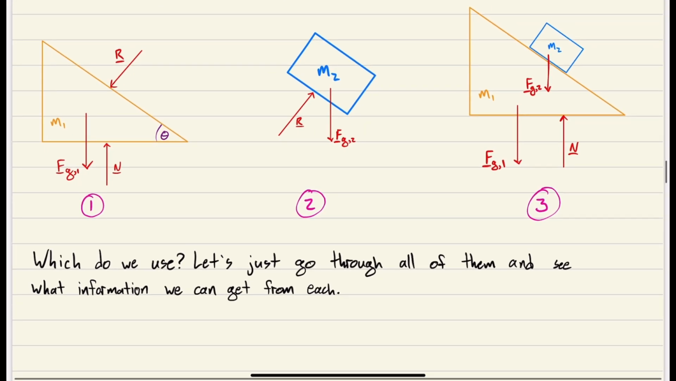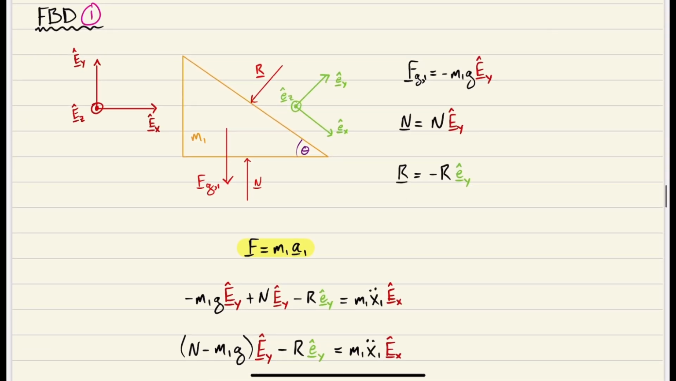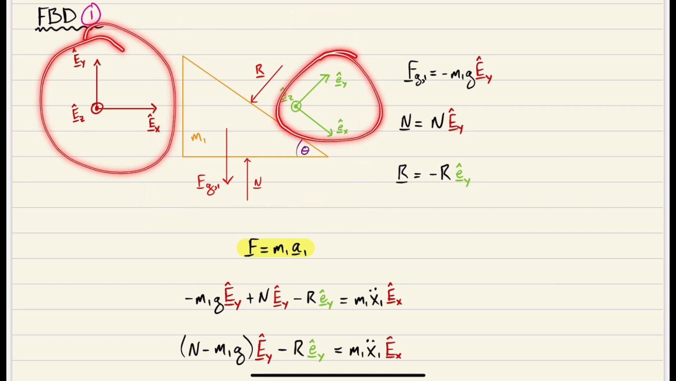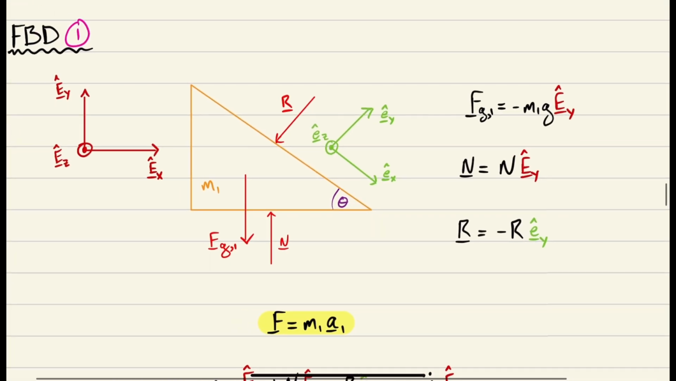So which one do we use, though? There's three of them. What do we do? Let's just go through all of them and see what information we can get from each. So looking at free body diagram 1, the way I personally like to set these up is I draw my free body diagram, I draw my coordinate bases, and I put my forces off to the right here. So that's what I'm going to do.